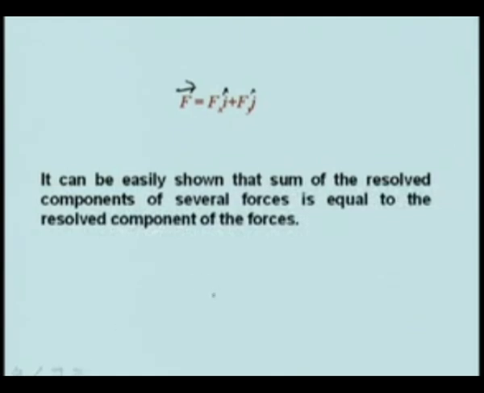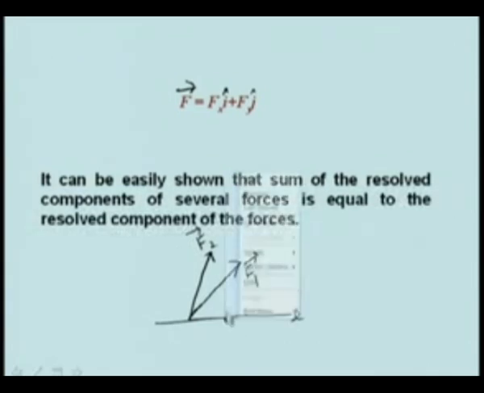Okay, so that means if you have one force and another force acting, this is F1, this is F2. If you combine these two forces, you get the resultant force. If you take the resolved component along a particular direction, let us say x, that is the same as if you take the resolved component of F1 and the resolved component of F2 and then join. So therefore, this can be done.